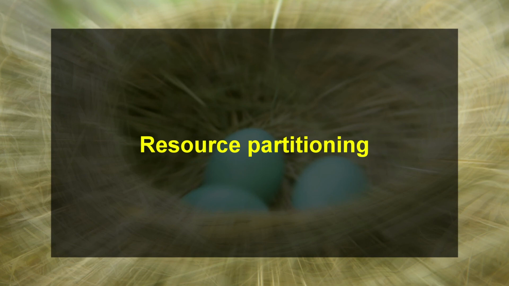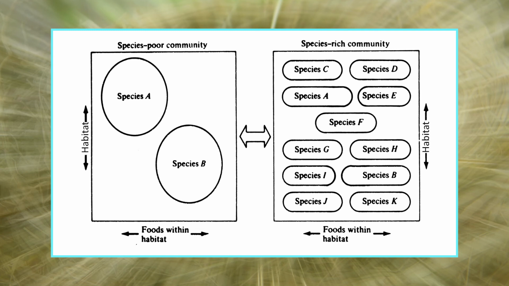Resource partitioning. Competitive exclusion may be avoided if one or both of the competing species evolves to use a different resource, occupying a different area of the habitat or feeding during a different time of day. The result of this kind of evolution is that two similar species use largely non-overlapping resources and thus have different niches. This is called resource partitioning, and it helps the species coexist because there is less direct competition between them.